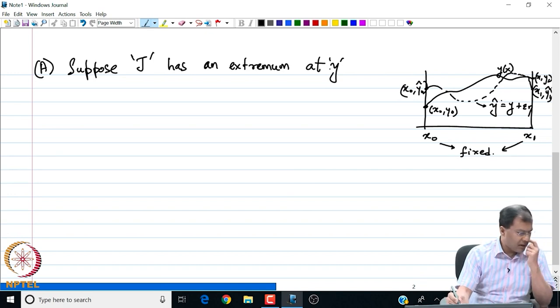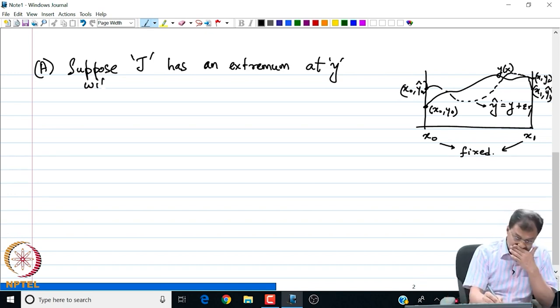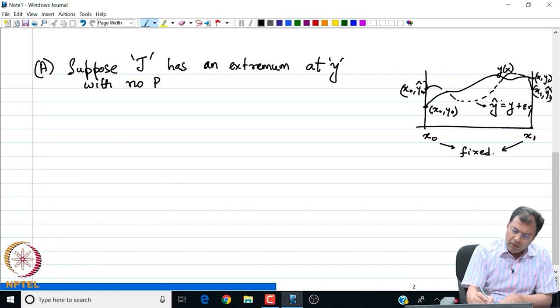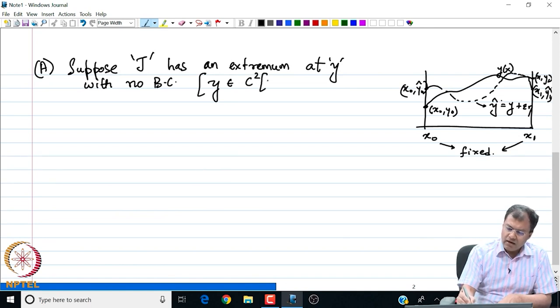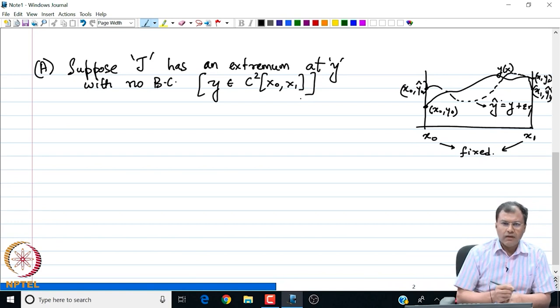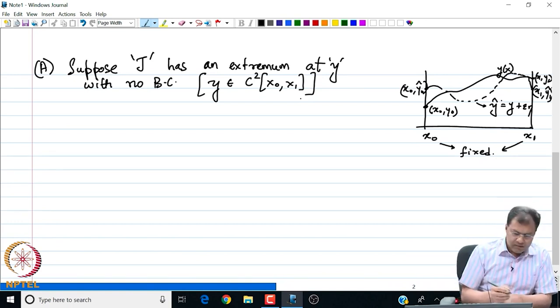J has an extremum at y with no boundary condition, and your y is a second order differentiable function from x naught to x 1. Okay. And let us consider the perturbation.